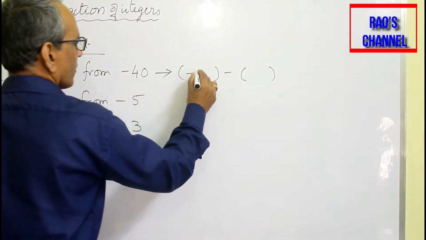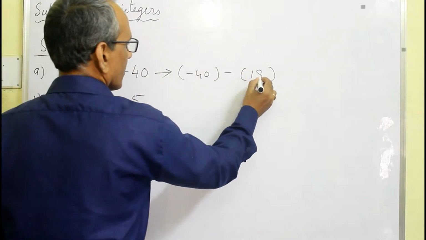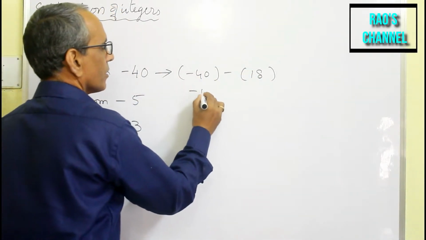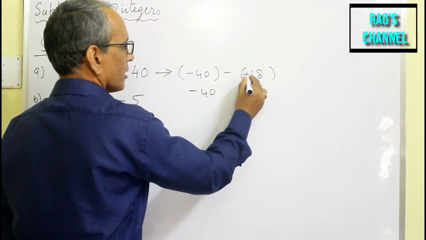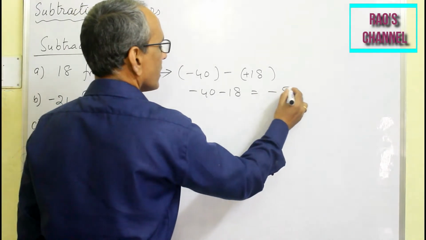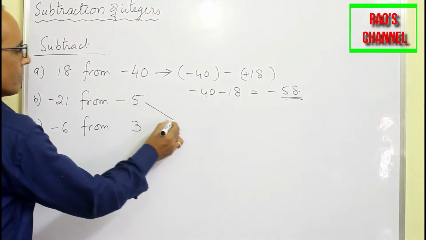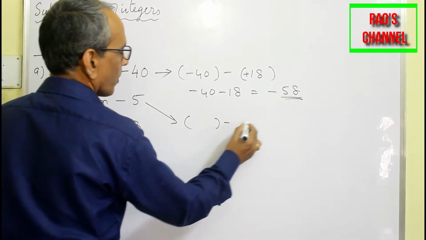From minus 40, what? 18. When I open the brackets, minus 40, since it is positive, we get the negative minus 18, which gives minus 58. See how simple? And see the second, the same bracket, open 2 brackets.